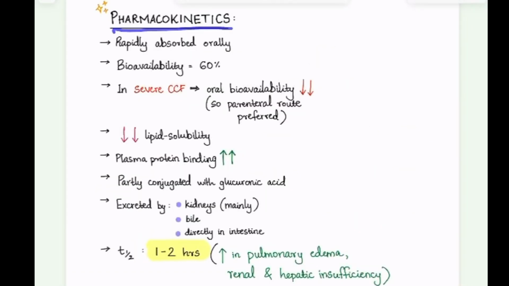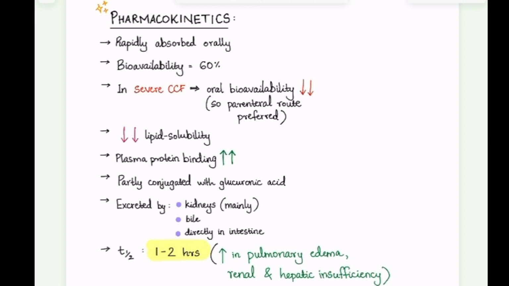Pharmacokinetics. It is rapidly absorbed orally. Its bioavailability is 60%. In severe congestive cardiac failure, its oral bioavailability is reduced. So parenteral route is preferred to oral route. Its lipid solubility is low and its plasma protein binding capacity is high.